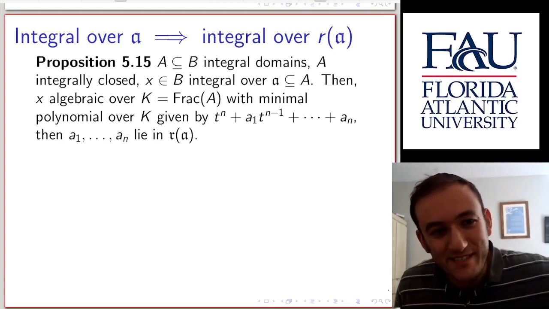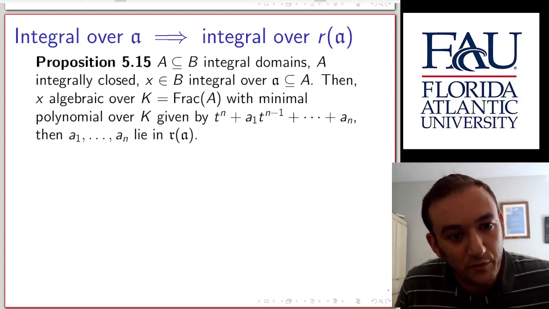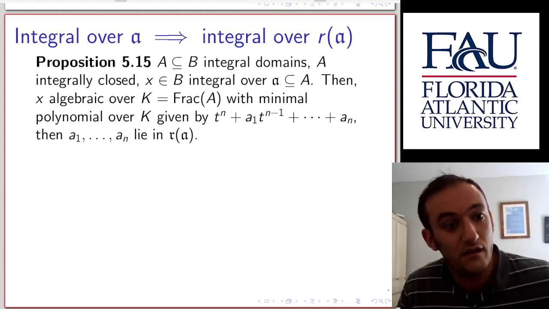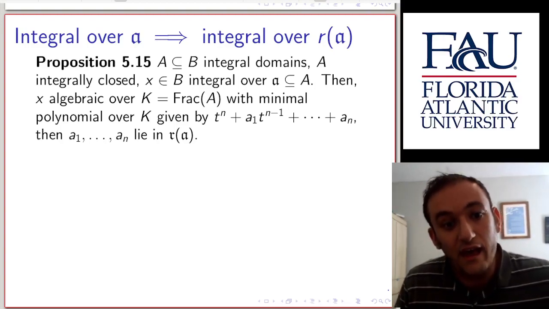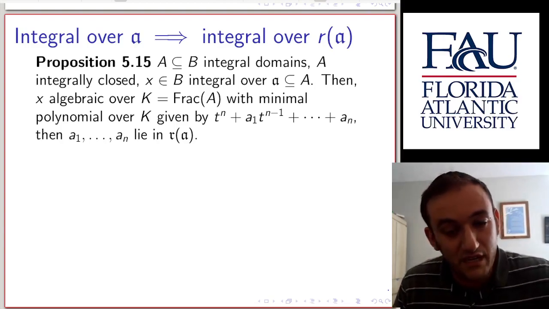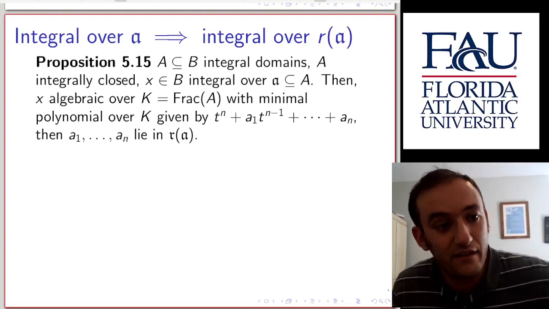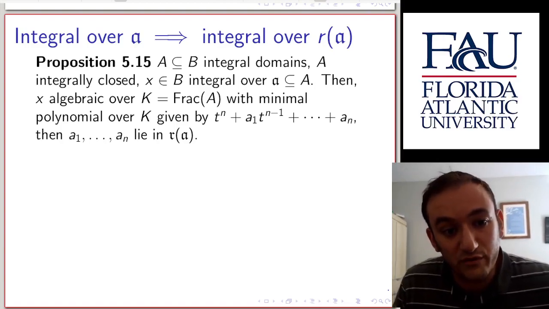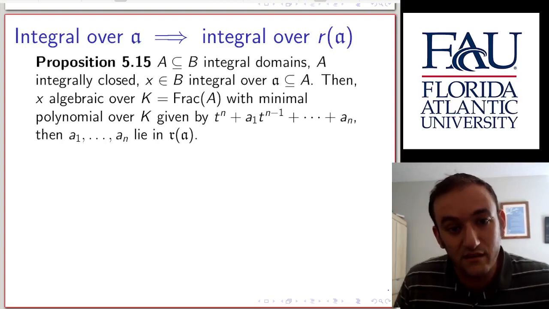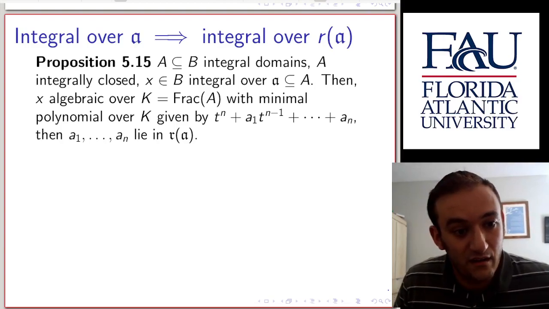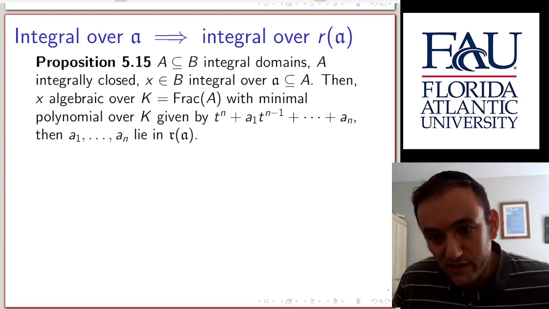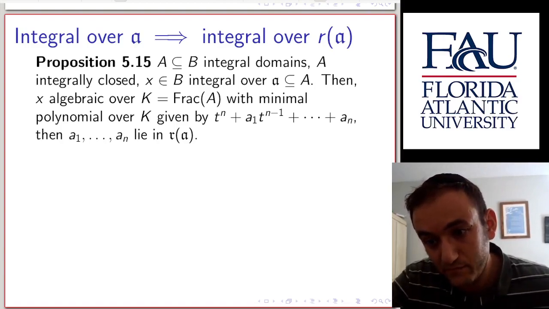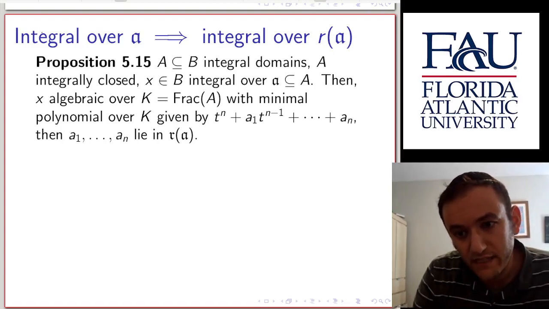Still gathering these lemmas to prove going down. So for proposition 5.15, we have A contained in B, and they're both integral domains. A is integrally closed, and we have some x in B integral over an ideal A in A. Then x is algebraic over K, the fraction field of A, with minimal polynomial over K given by t to the n plus a1 t to the n minus 1 up to an. Given all of these hypotheses, then these a1 through an lie in the radical of A.